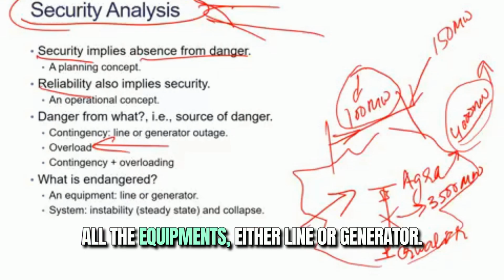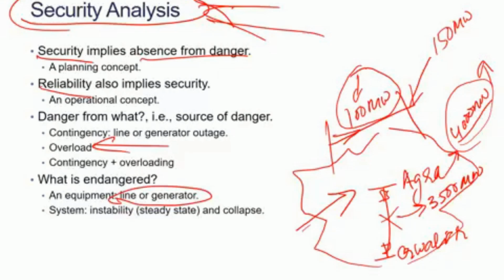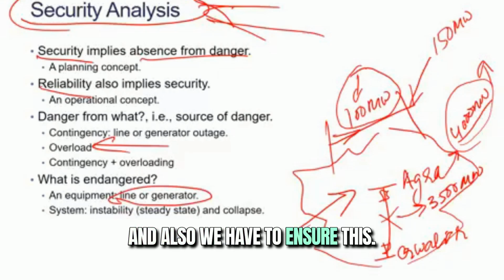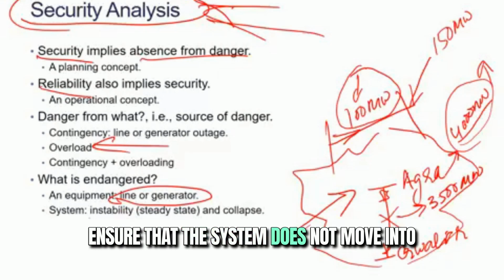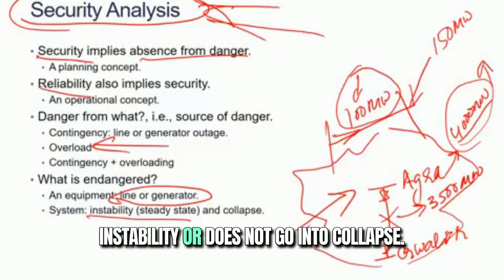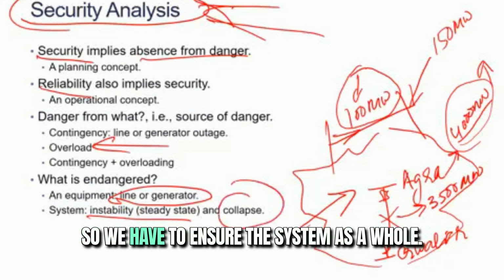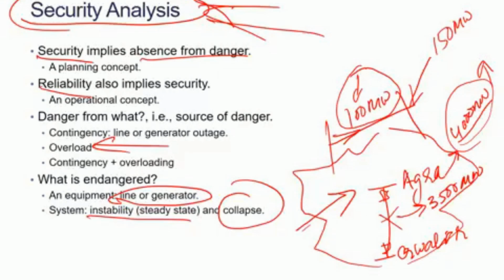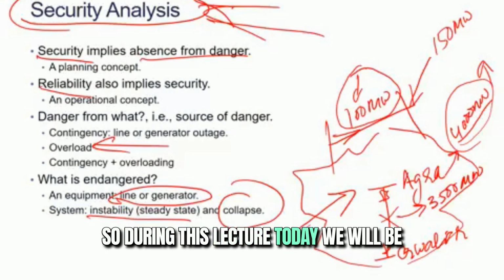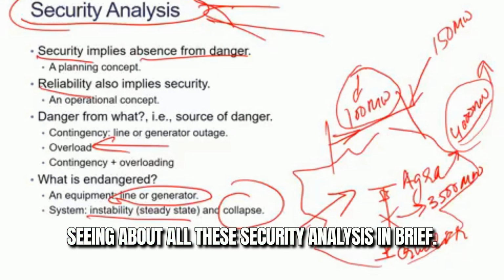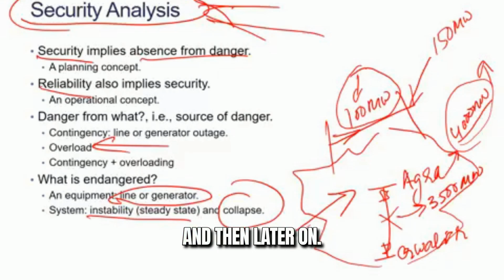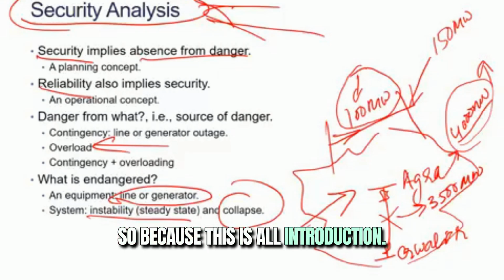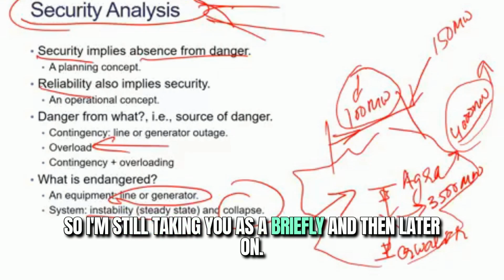All the equipment, either line or generator, and also we have to ensure that the system does not move into instability or go into collapse. So we have to ensure the system as a whole, and also all the lines and generators. Right. So during this lecture today, we will be seeing all these security analyses in brief, because this is all introduction, so I'm taking you through it briefly, and then later on in detail.